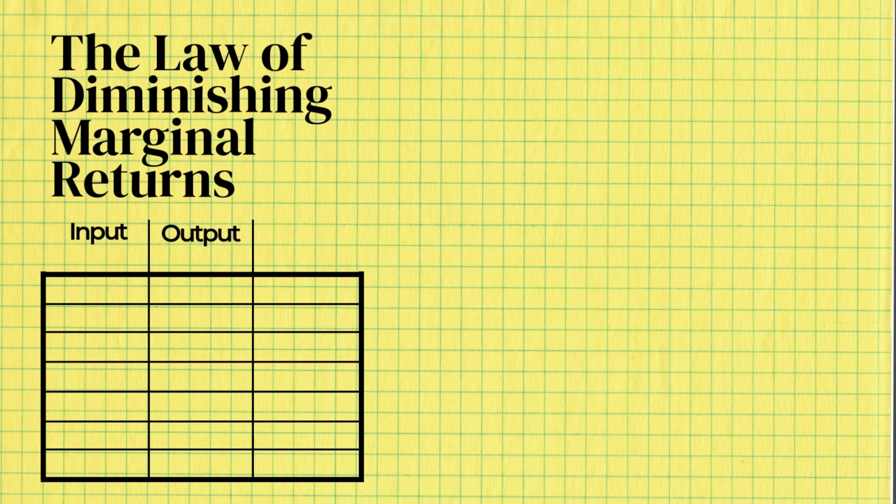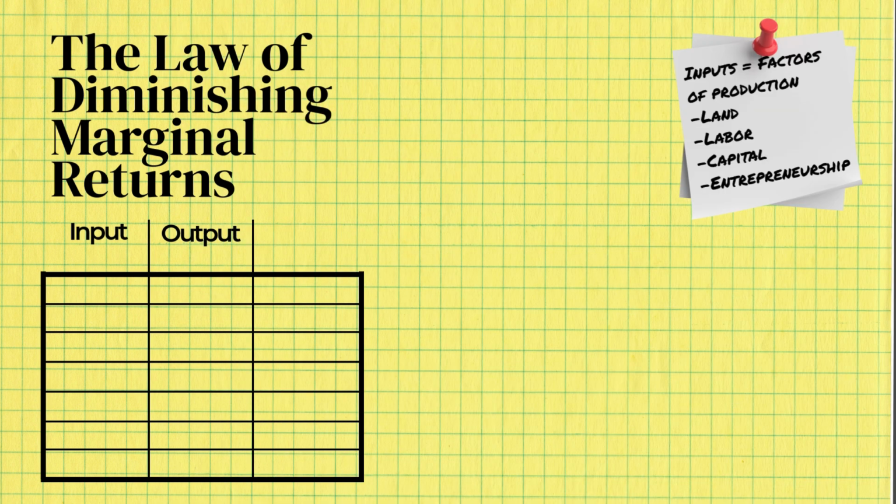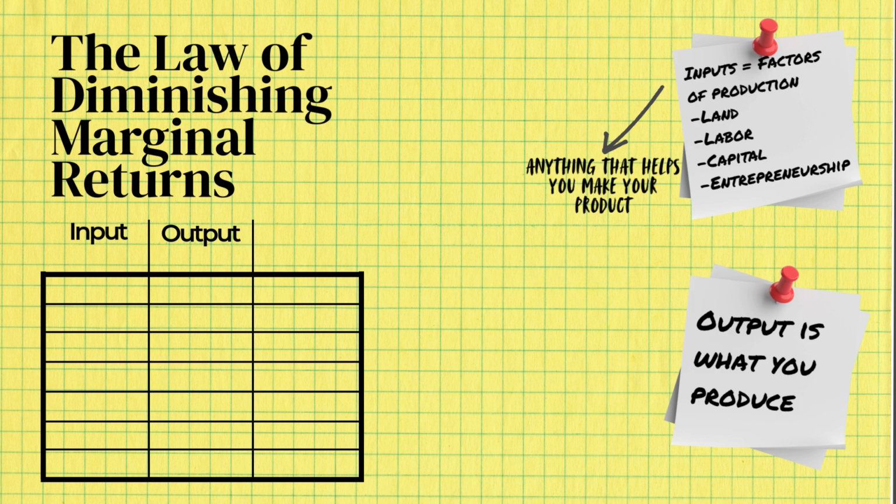As you can see, we have two columns, input and output. In economic terms, inputs are the factors of production: land, labor, capital, entrepreneurship. To put it more simply, inputs are anything that helps you make your product. And then output is what you make, your product.